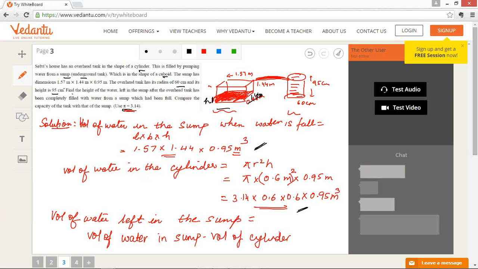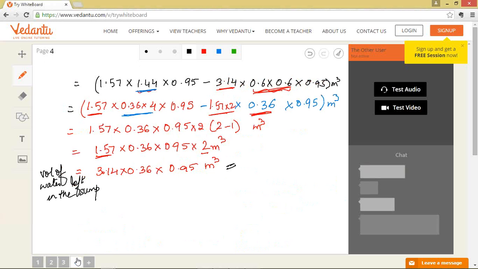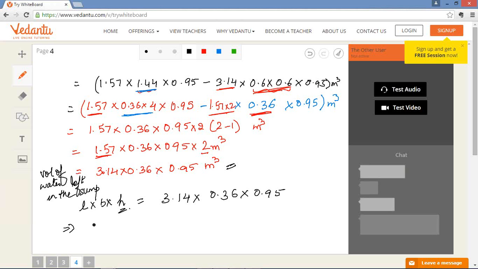Sorry, this was 1.44, and it is length, breadth and height. So 0.98 is the height. Height we have to find. Let h be the height of the water. So that is equal to 3.14 into 0.36 into 0.95. So length and breadth I will use as 1.57 into 1.44 into h equals 3.14 into 0.36 into 0.95.